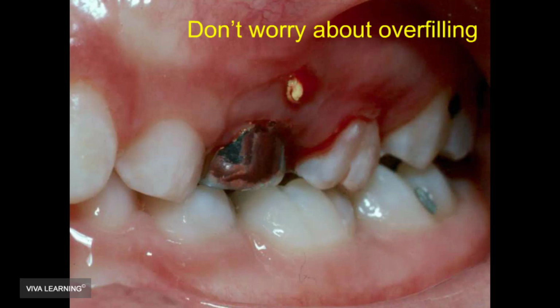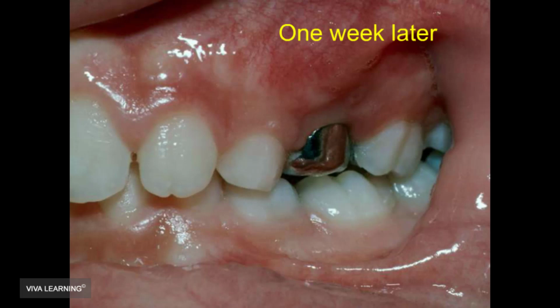Now, the other thing that will probably be slightly amusing but also slightly scary to you is that if you get really enthusiastic with condensing, you can often drive that material all the way out through the furcation. But again, I do not want you to worry about that, because 1 week later, same tooth, same child, you will see that it is completely cleaned out.